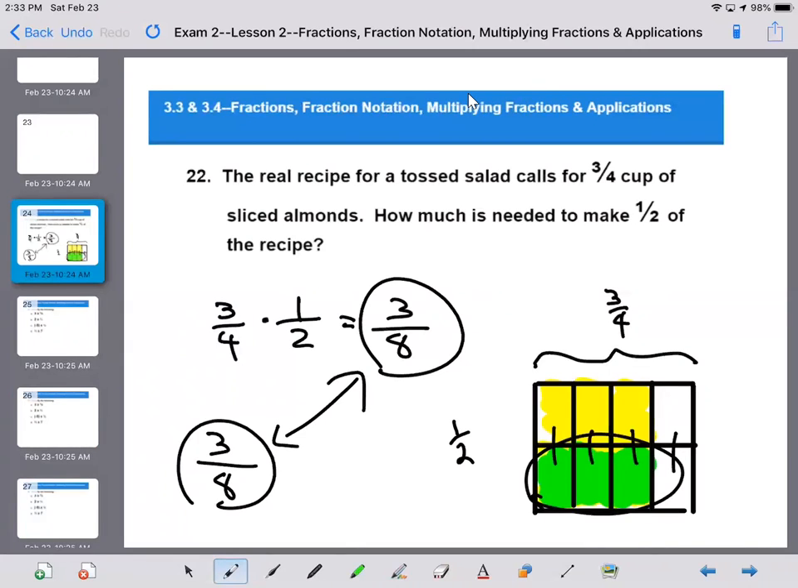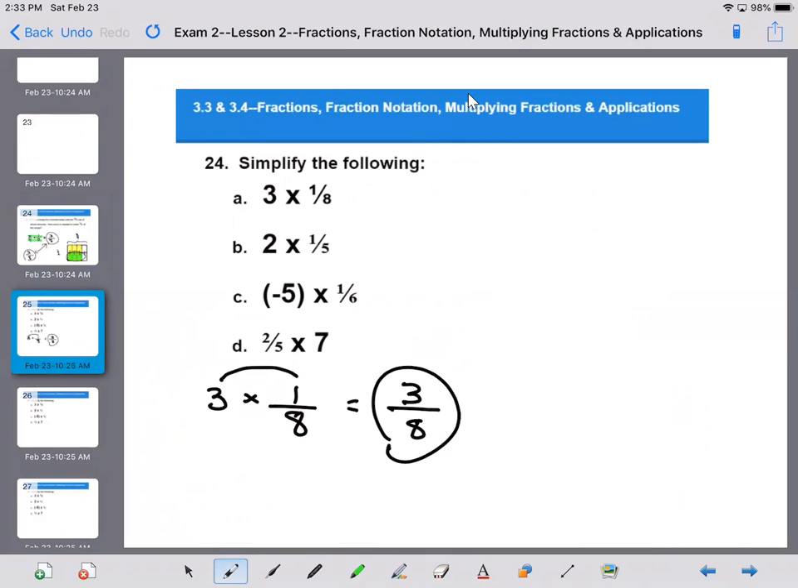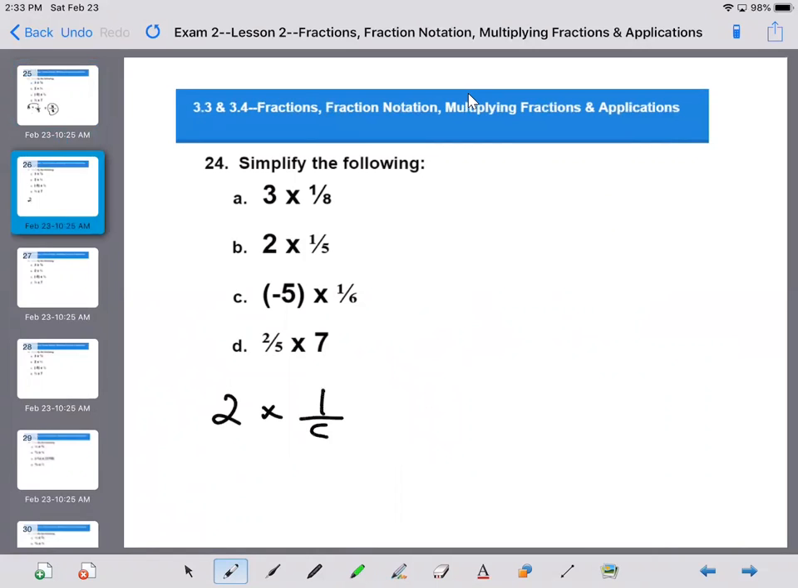So yes, we can draw the area model, but we can also multiply the numerators and multiply the denominators. So if we have 3 multiplied by 1/8, that's 3 groups of 1/8, so that'd be 1/8, 2/8, 3/8. Or I could multiply the 3 by 1 and get 3 with the denominator of 8. If I want 2 multiplied by 1/5, that would be 2 groups of 1/5, so that'd be 1/5 and 2/5. Or I can multiply the 2 by 1 to get 2 divided by 5, so 2/5.